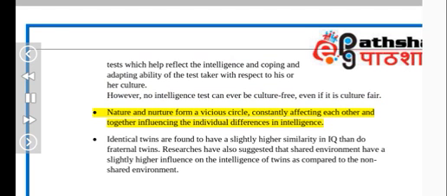Nature and nurture form a vicious circle, constantly affecting each other and together influencing the individual differences in intelligence. Identical twins are found to have a slightly higher similarity in IQ than do fraternal twins. Researchers have also suggested that shared environment has a slightly higher influence on the intelligence of twins as compared to the non-shared environment.